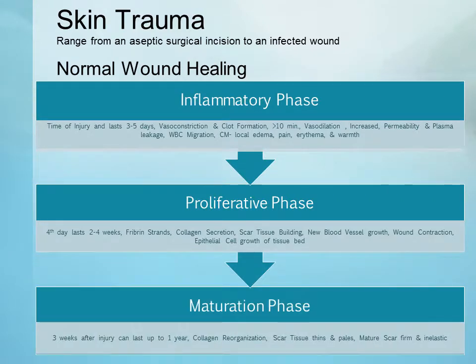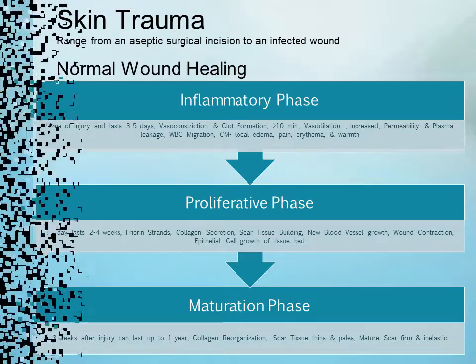During the maturation phase, collagen is reorganized to provide optimal strength. Scar is thinner and paler, firm and mature. Sort of like MoDOT is done with the roadside repair. They rebuilt the bridge better and stronger, and it looks just a little bit different than the previous bridge.